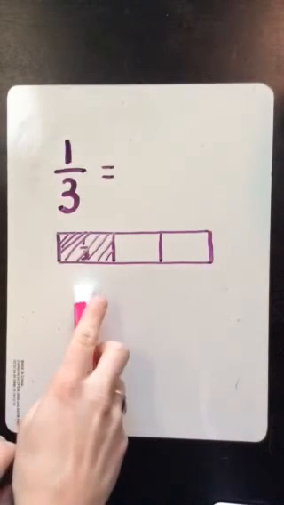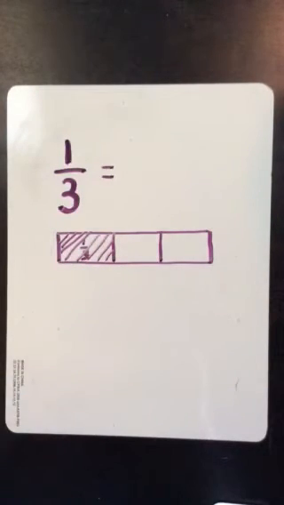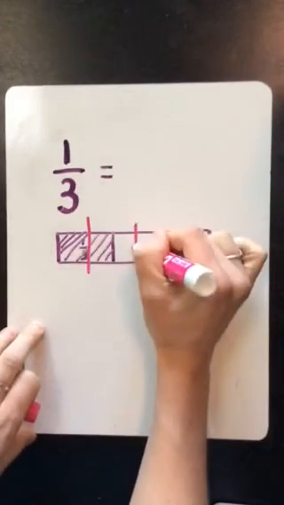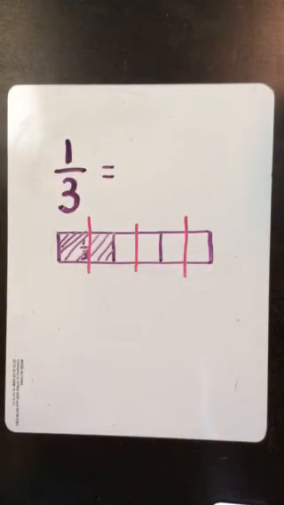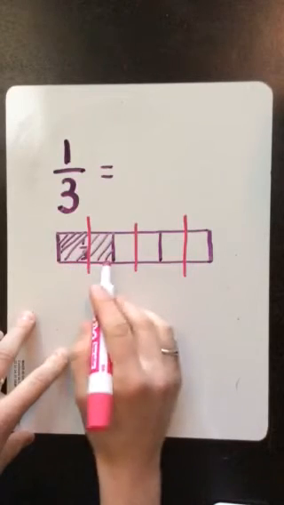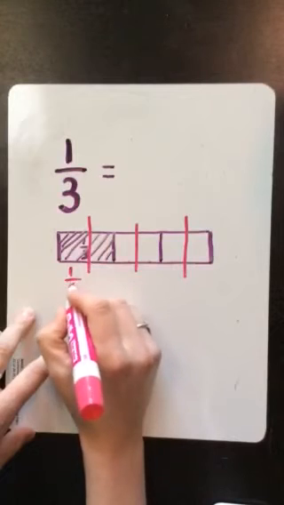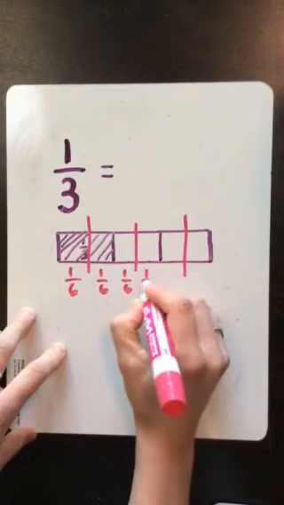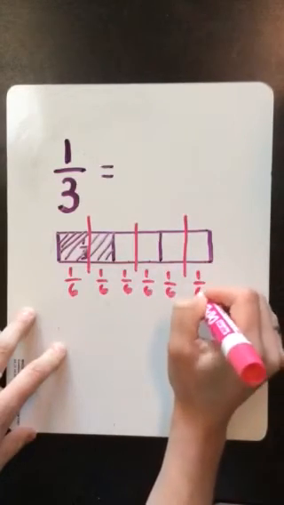Maybe by breaking up or decomposing each third. If I decompose each third in 2 parts, now how many parts do I have in total? I have 6 parts. 1, 2, 3, 4, 5, 6. 1/6, 1/6, 1/6, 1/6, 1/6, 1/6.